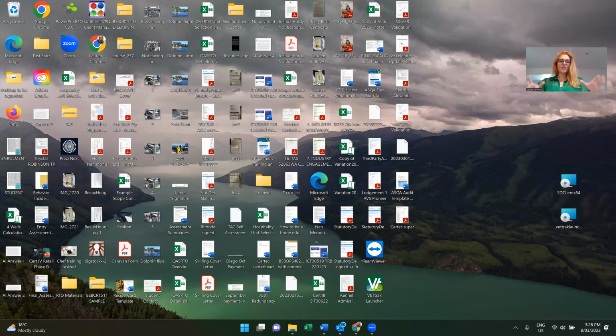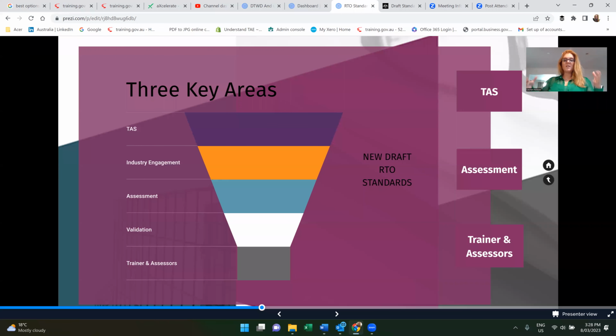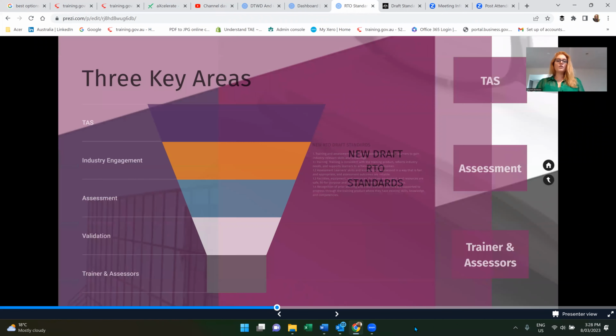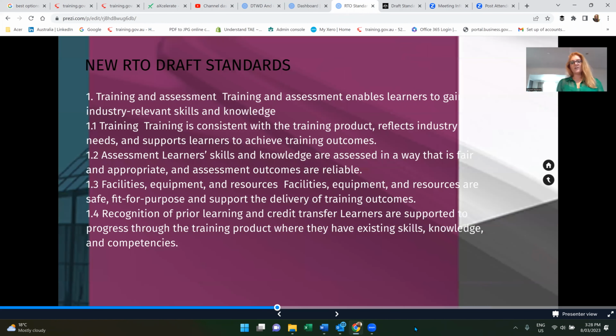Okay, so your key areas: your training and assessment strategies, the assessment, do you validate the assessment, and your trainers. The new RTO draft standards are actually not that different. I don't think there's a huge change in relation to how this is all going to work. If anything, I think for trainers in particular, it's probably going to be a little bit easier. But basically, training and assessment enables learners to gain industry relevant skills and knowledge. I think that's something we can all agree makes sense.